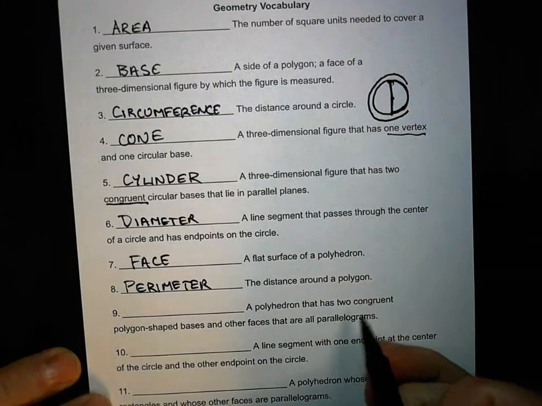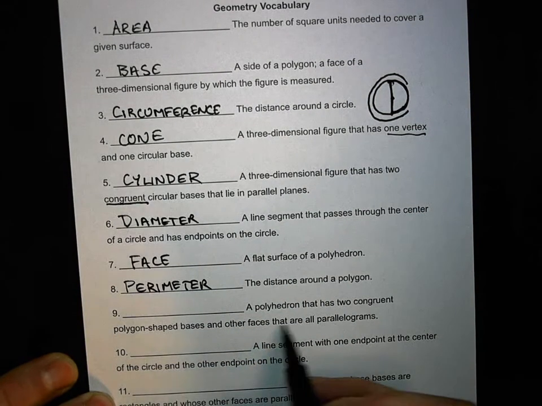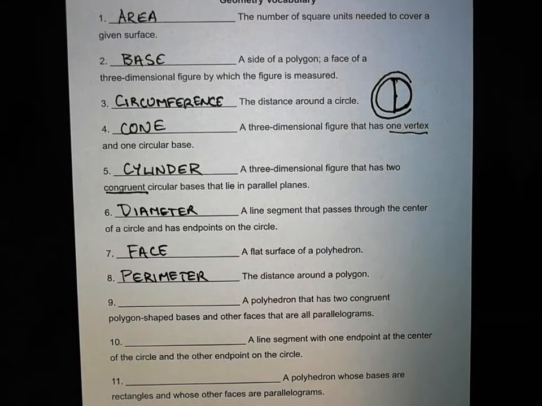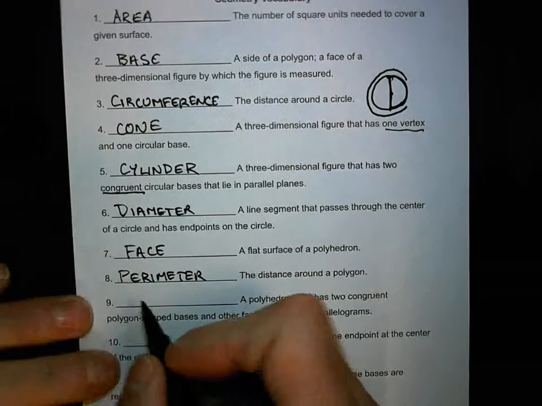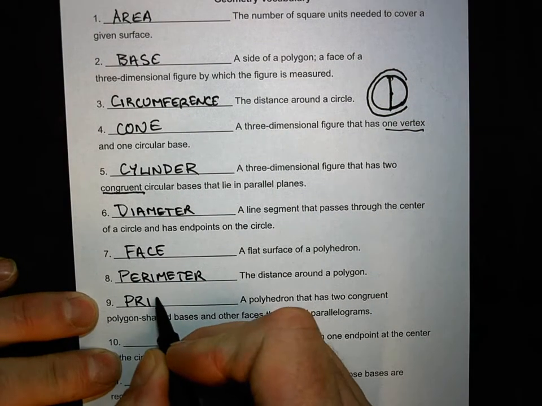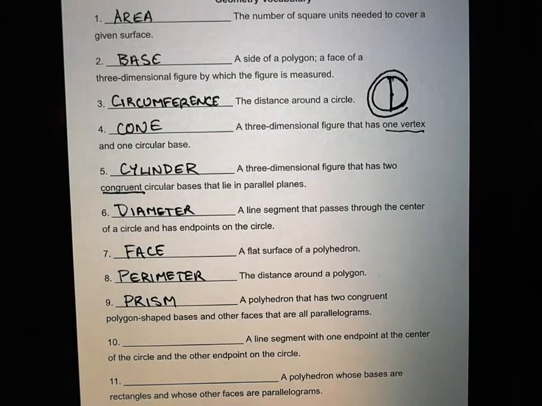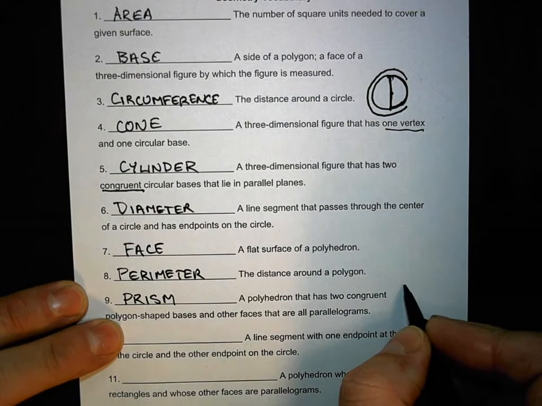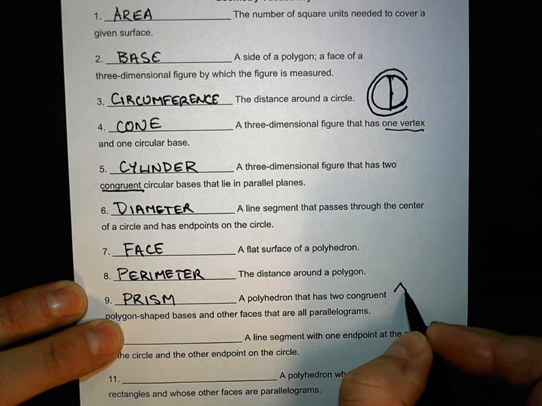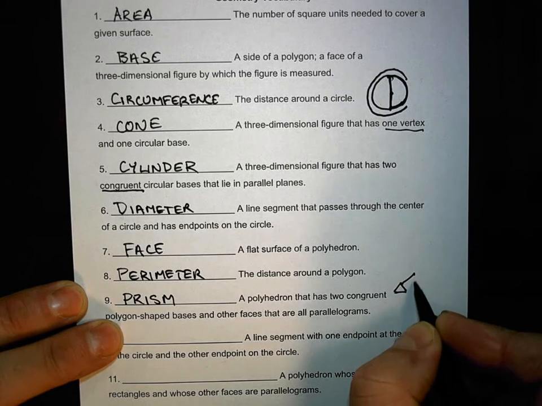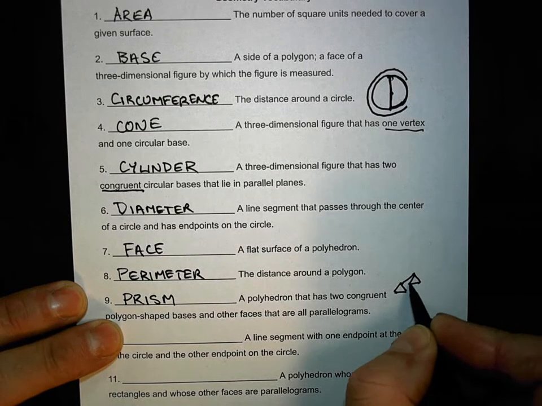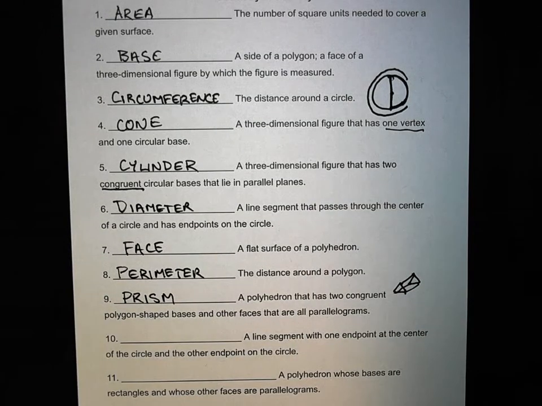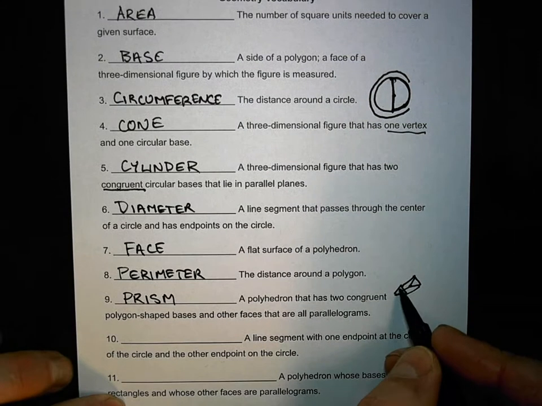A polyhedron that has 2 congruent polygon-shaped bases and the other faces that are all parallelograms. I got a bunch of them out here. Prism. A prism. So you could have a triangular prism. A triangular prism has a triangle as its base and the other sides as the faces. That's my triangular prism. The triangle is the base, right?